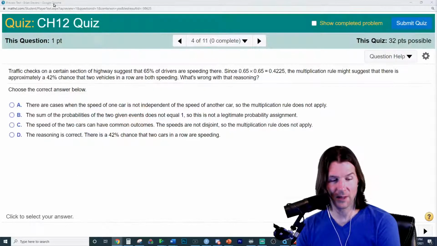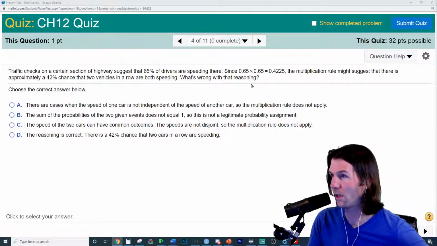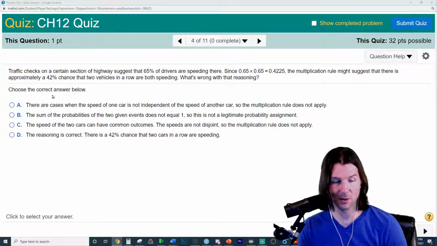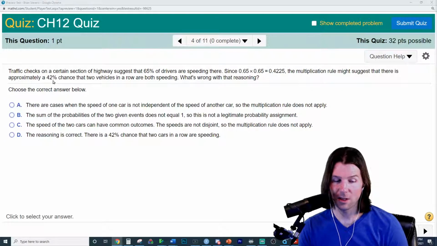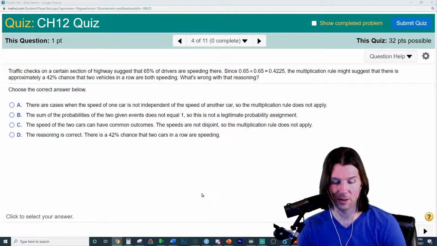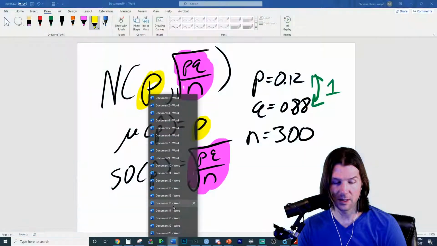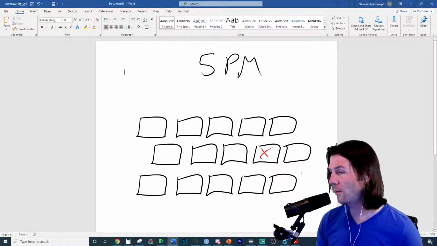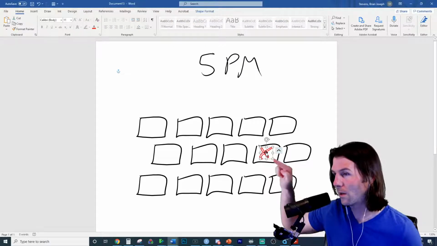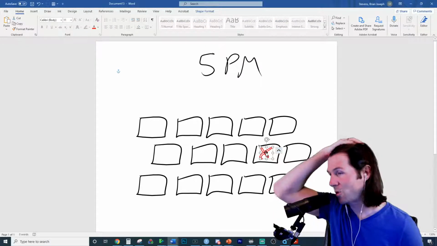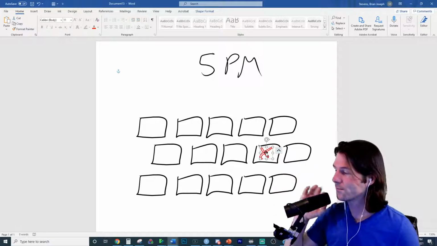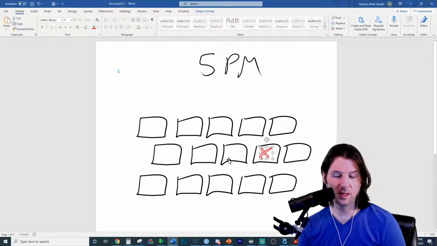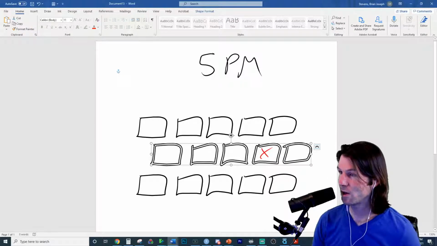So with this right here, let's take a look at the rule and see why this does not apply. You might say, well, why can't you just multiply these cars right here? The multiplication rule might suggest that there is approximately a 42% chance that two vehicles in a row are both speeding. What's wrong with this reasoning? Well, we've got some notes on this to help out, and let's take a look at some cars on the highway. If it is 5 p.m., this might be you. You are that car. Now you're here in 5 p.m. traffic and you want to go 100 miles per hour. You're like, gosh, I would love to go 100 miles per hour. But your speed of your car might be what of the car ahead of you?